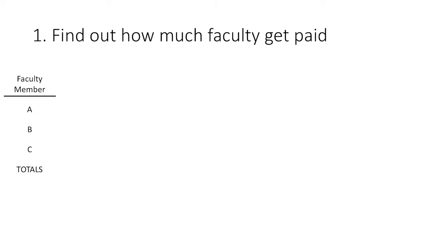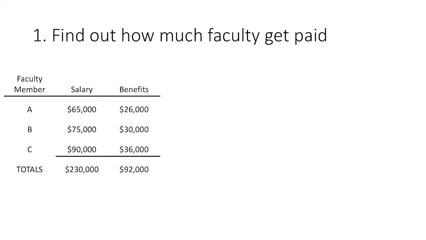First, you find out how much faculty get paid. We're going to pretend that we've got a very small department with 3 faculty members in it. And in this small department, faculty member A gets paid $65,000, faculty member B gets paid $75,000, and faculty member C, been there a longer time, gets paid $90,000. So the total salary in the department is $230,000.